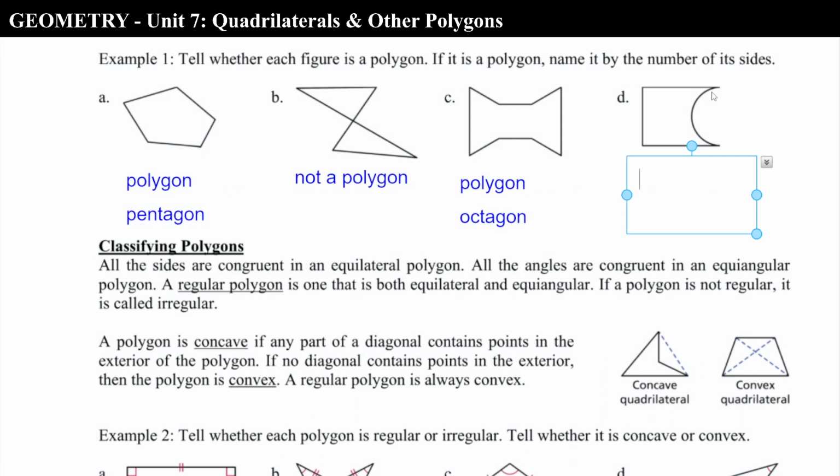And then finally, D, we have a curved side. If we have a curved side, then that alone makes it not a polygon.